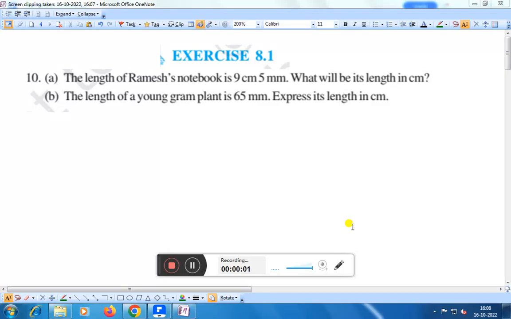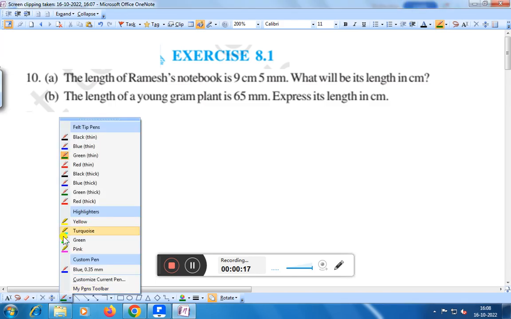Hello everyone, today we shall discuss exercise 8.1 question number 10. The length of Ramesh's notebook is 9 cm 5 mm. What will be its length in centimeter? First we'll solve question number A.